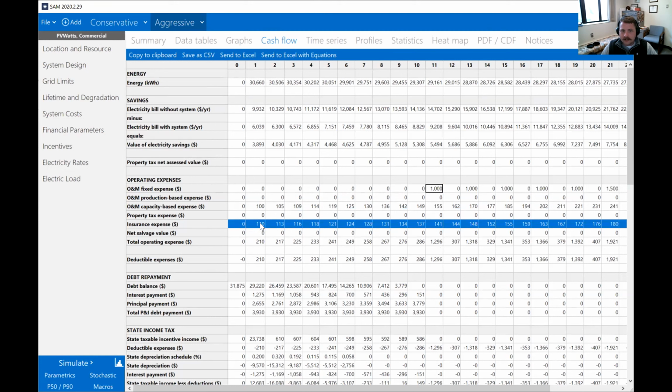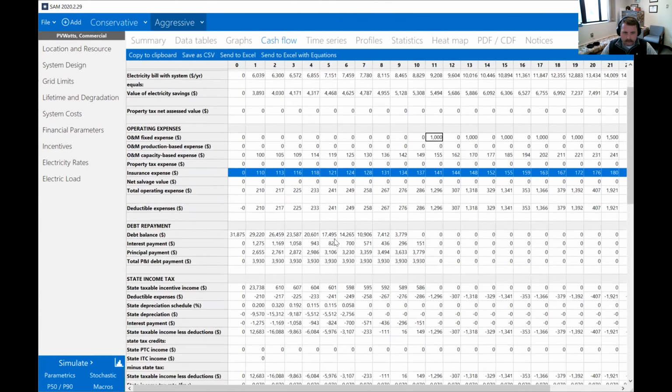I have insurance at $110 a year, increasing with inflation. And so we can start to see this. I like the cash flow because it tells me, oh, I've got an issue. I pulled this up and had these numbers be really big and went, oh, I didn't mean for that to happen. Maybe I left $16 per kW and included the fixed costs. All of a sudden, my O&M is overestimated.